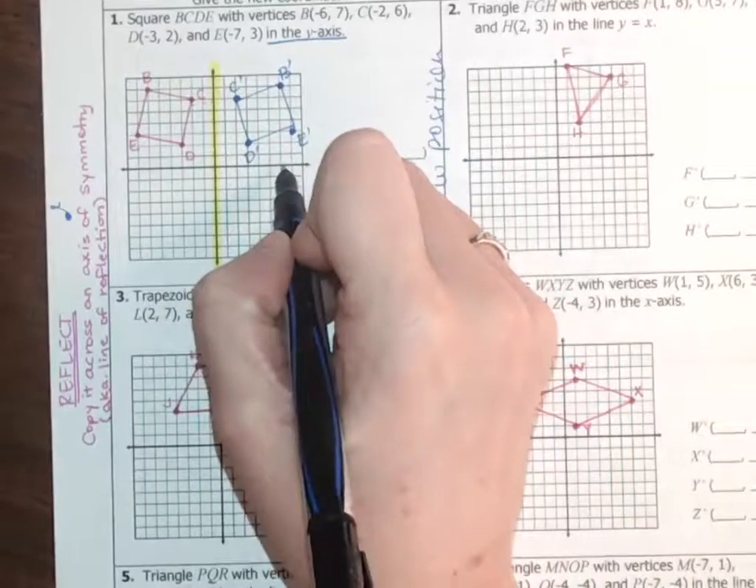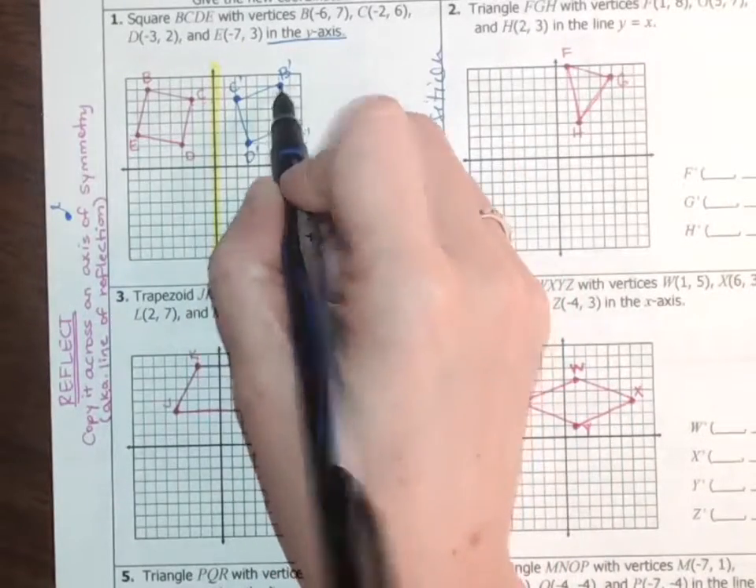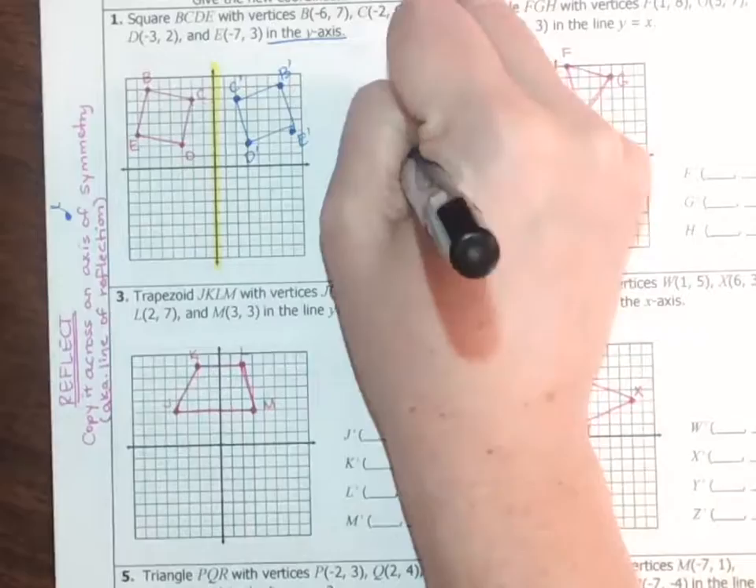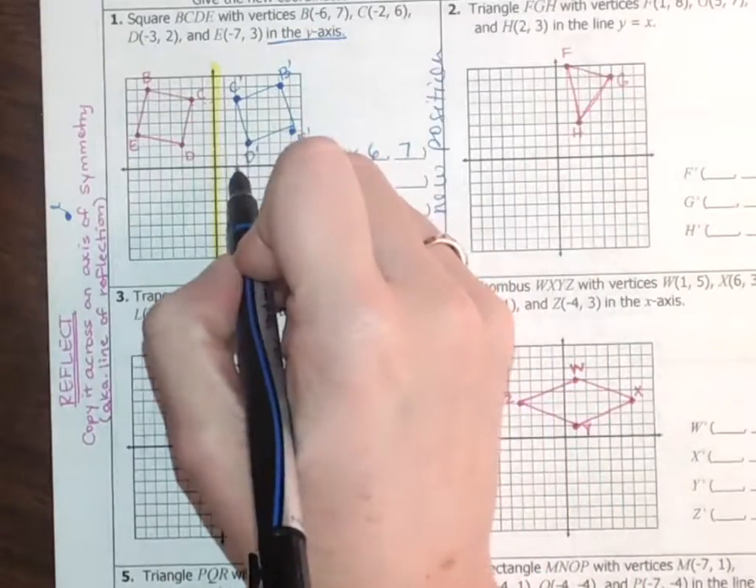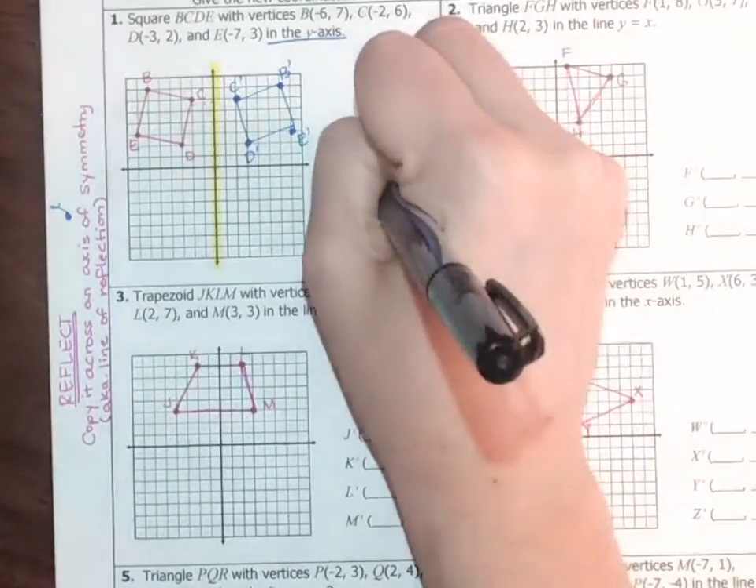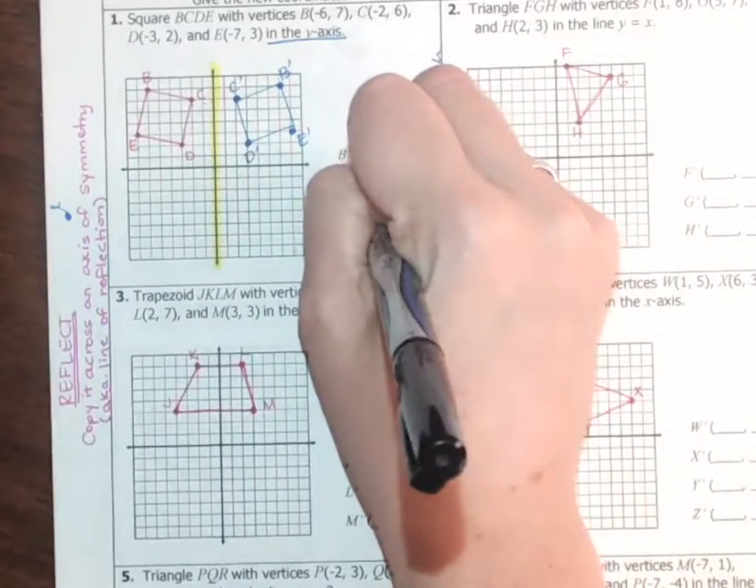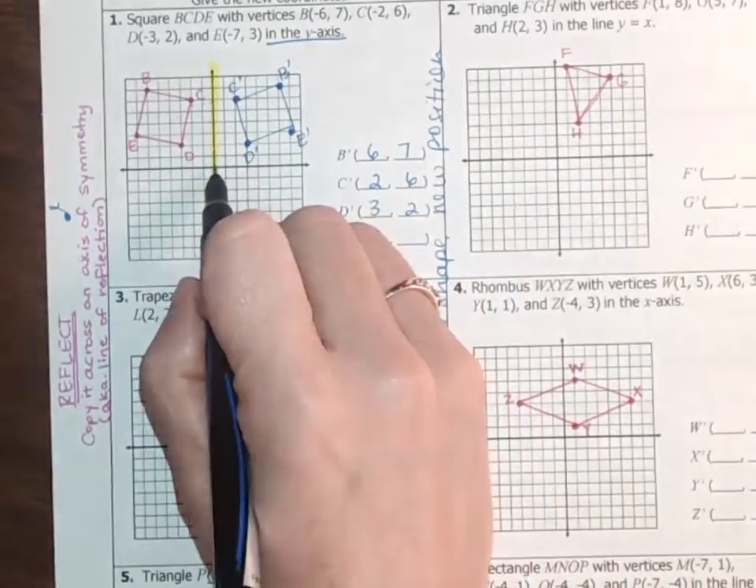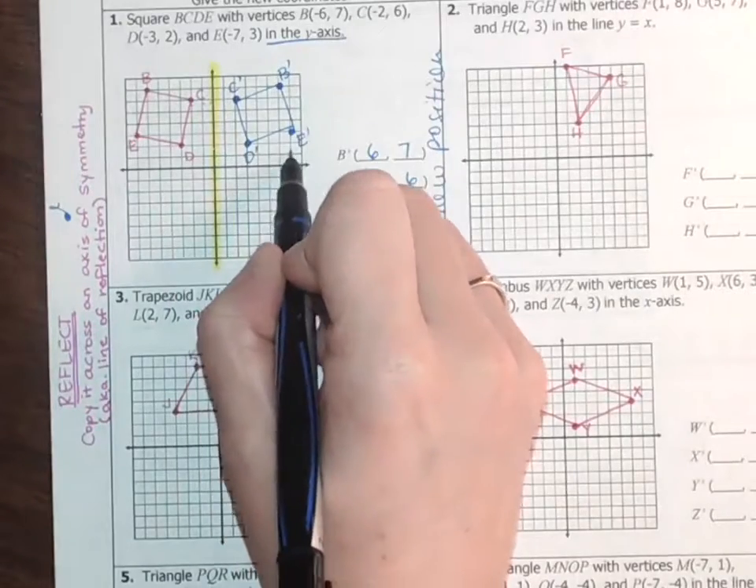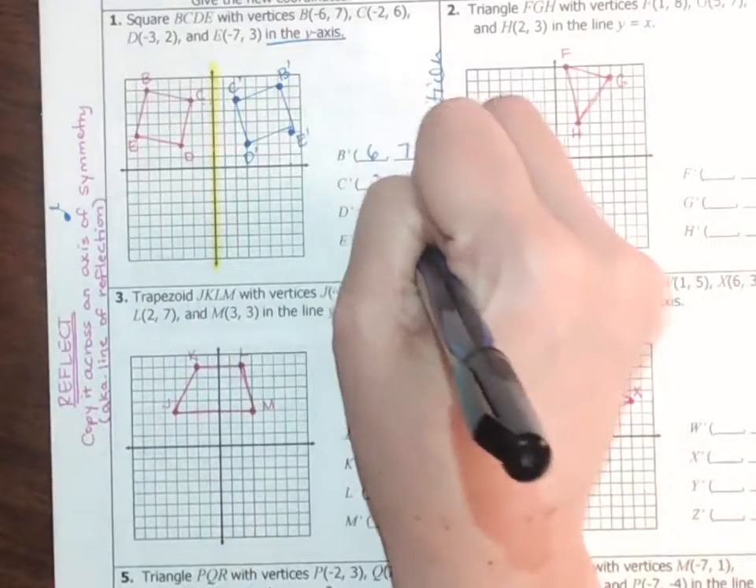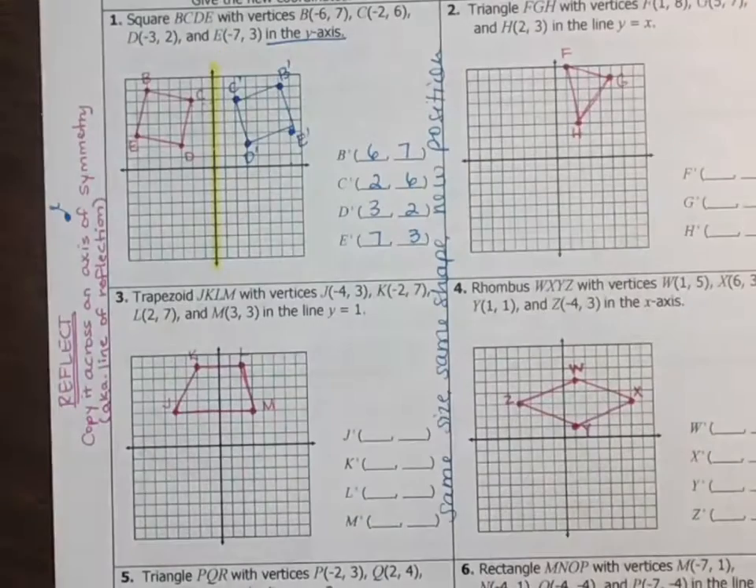For B, we're going to have 6, 7 as our new point. C prime is going to be 2, 6. D prime is 3, 2. And E prime is all the way over at 7, 3. All right. Let's move on to number 2.